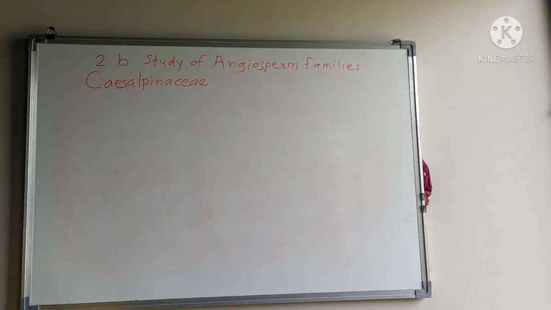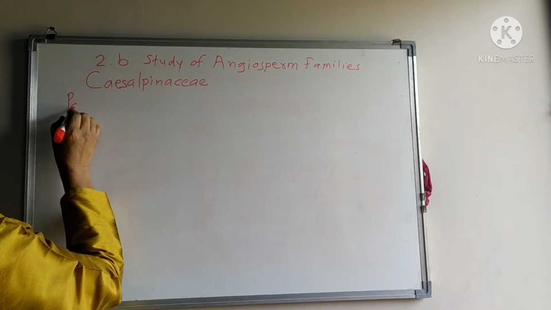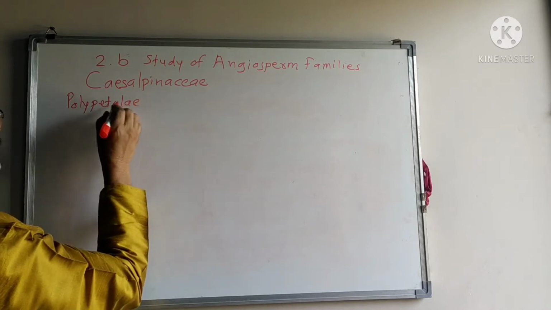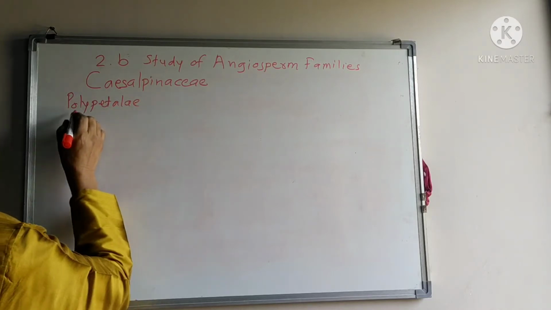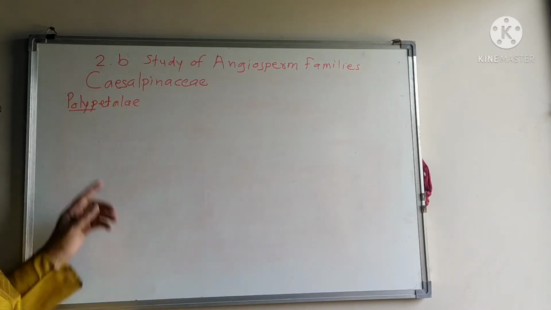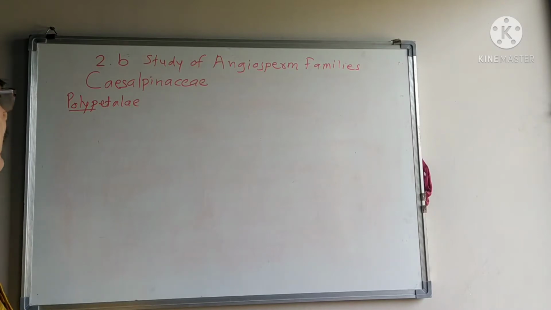On this basis, the dicot class is further divided into three subclasses. That is the first group, Polypetalae. We will see this classification afterwards, but the subclass is Polypetalae: petals are present and petals are free. Poly means petals separate, not fused.